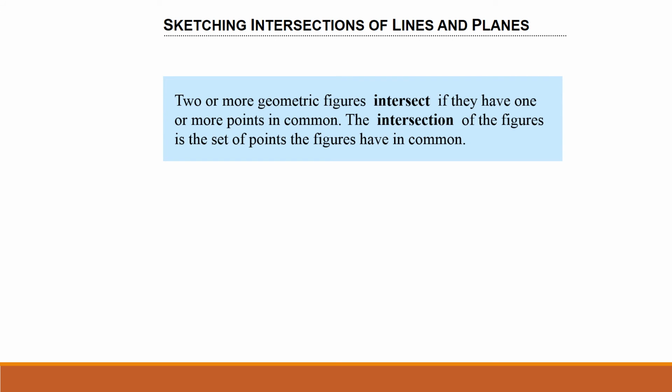Okay, now, when we have lines and planes that touch each other, that's known as an intersection. So if they have one or more points in common, then it's known as an intersection. The intersection of the figures is the set of points the figures have in common.